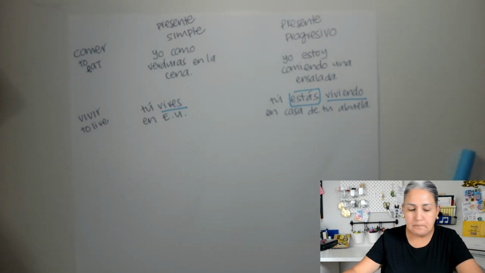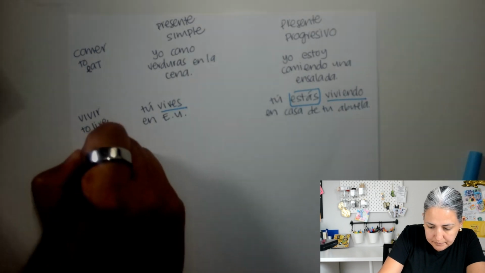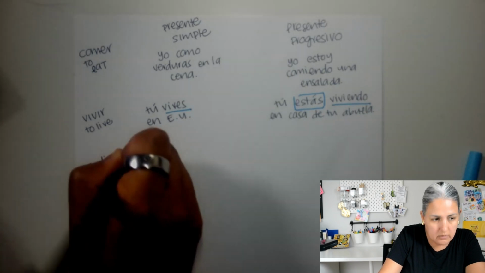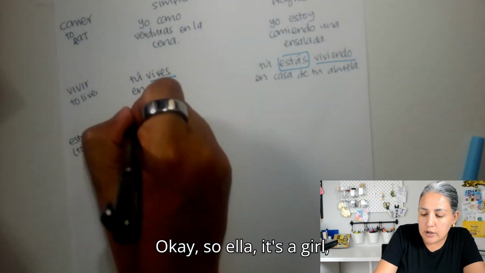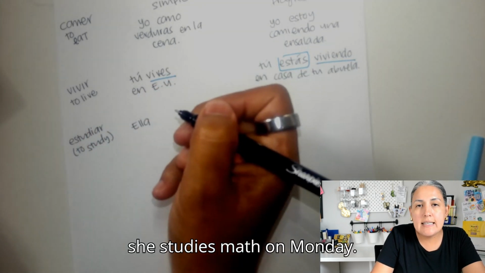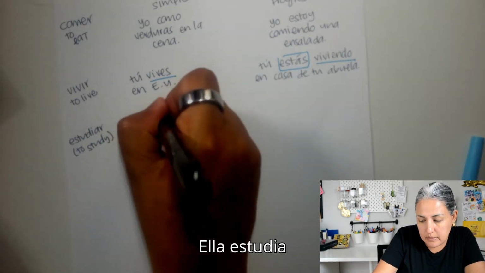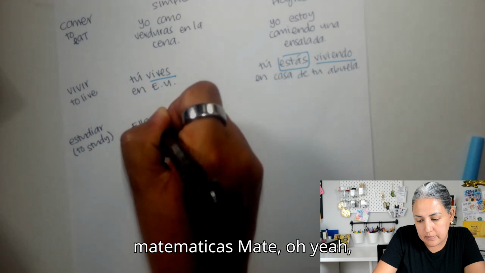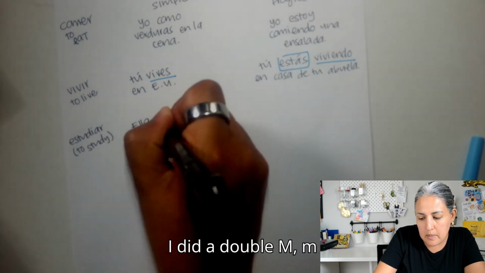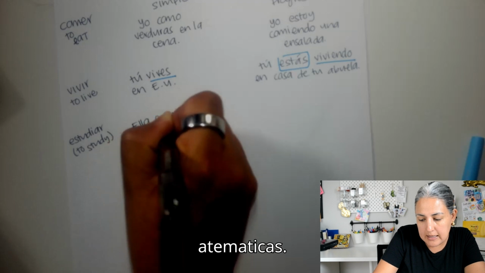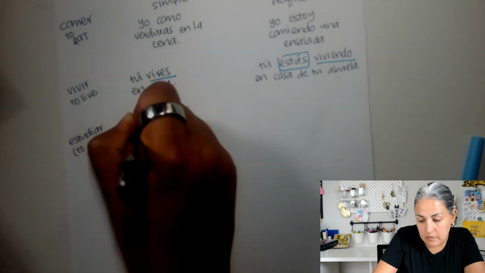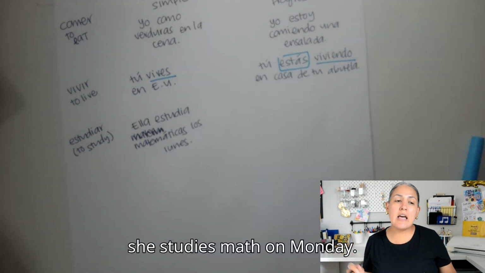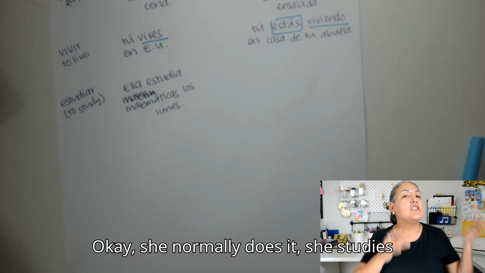Let's do an example with ella. Estudiar. To study. Okay. So ella, it's a girl. She studies math on Monday. Ella estudia matemáticas. I did a double M. Matemáticas. Los lunes. She studies math on Monday. Okay. She normally does it.